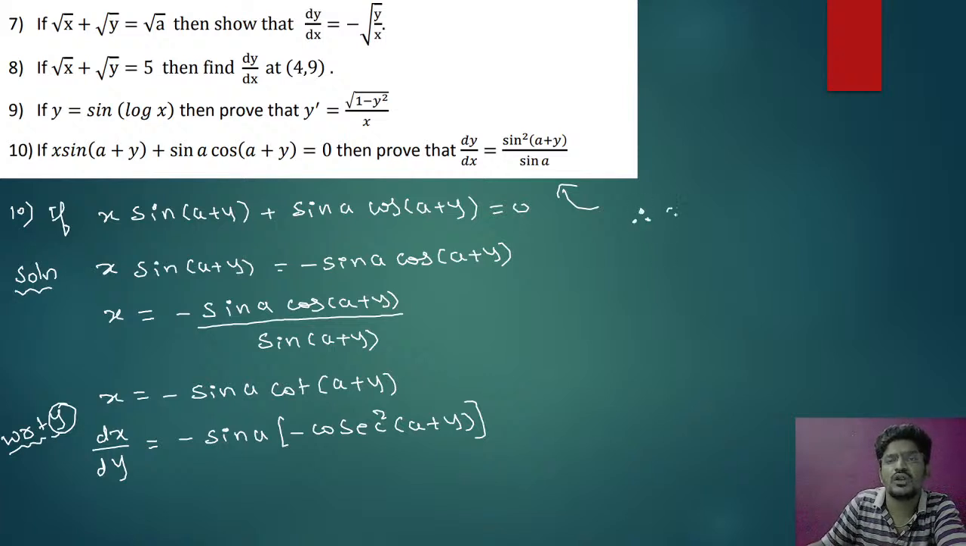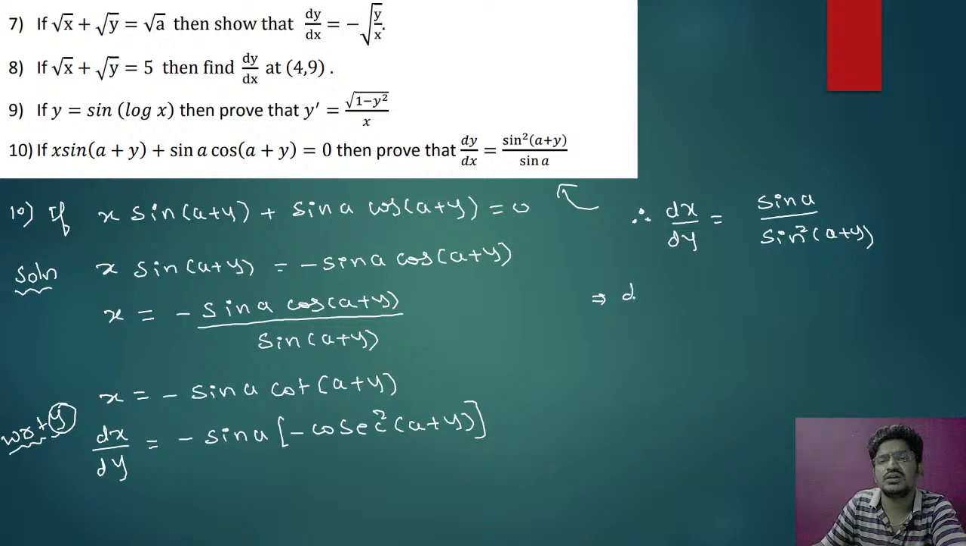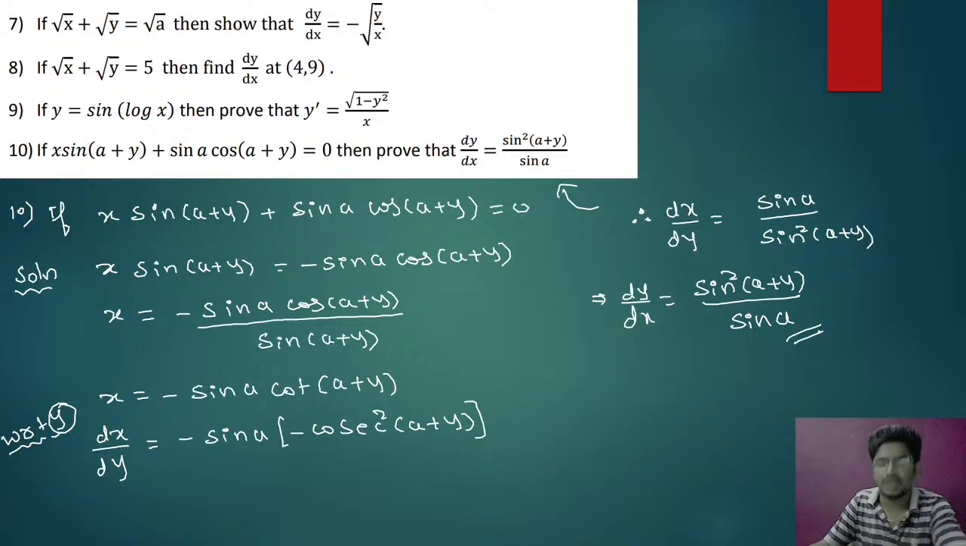So therefore, dx by dy will be equal to sine a, and you can just see cosecant square is nothing but 1 by sine square of a plus y. Now we can write this as dy by dx equal to sine square of a plus y divided by sine a. This is your required answer.